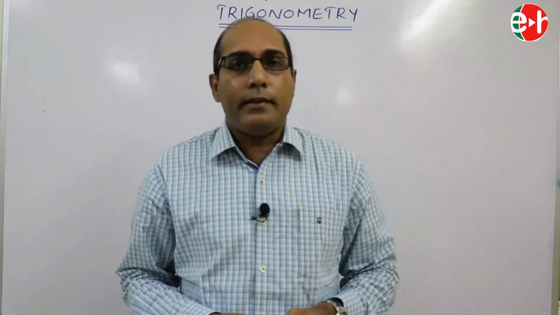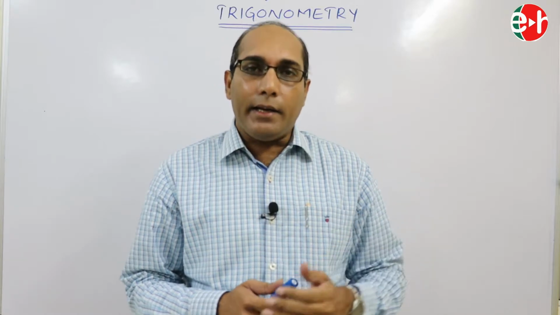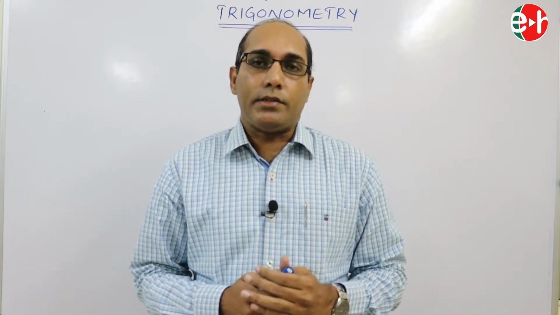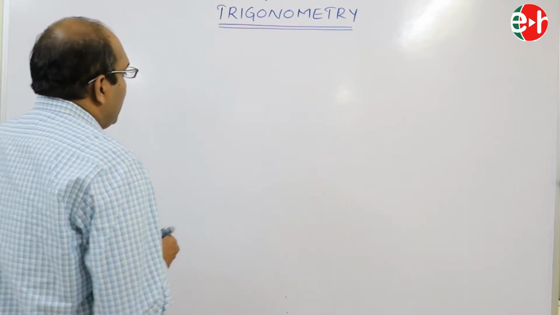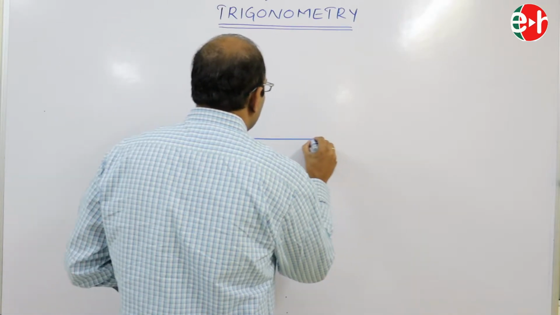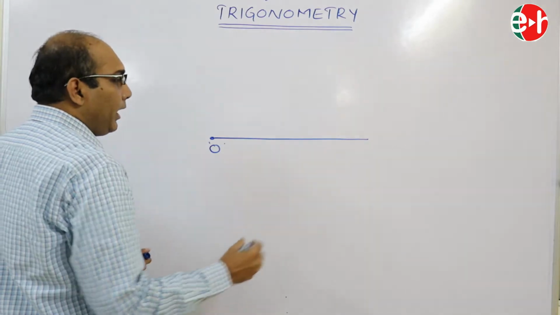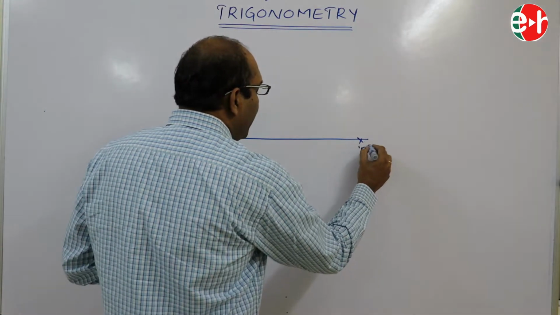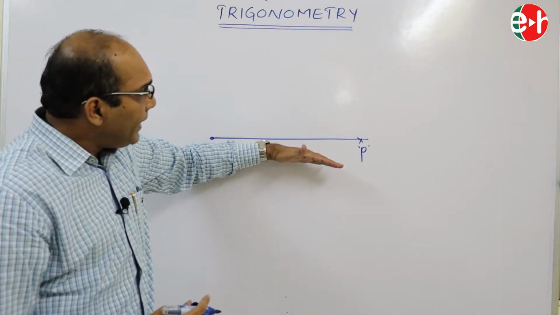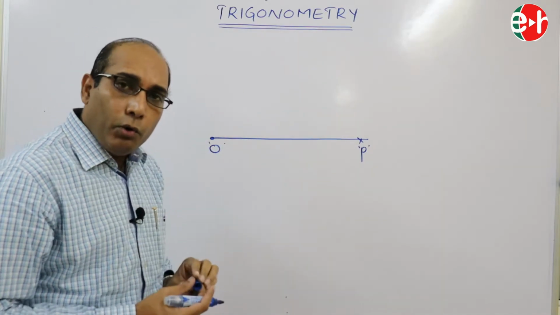So, what is an angle? An angle is nothing but the amount of rotation made by a line about a fixed point in anti-clockwise sense or clockwise sense. Now, you see, let us consider the line where O is the fixed point and P is any point on the line. OP rotates in anti-clockwise sense or clockwise sense about the fixed point O.